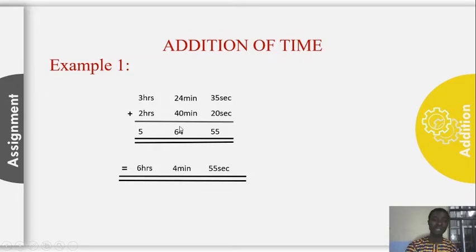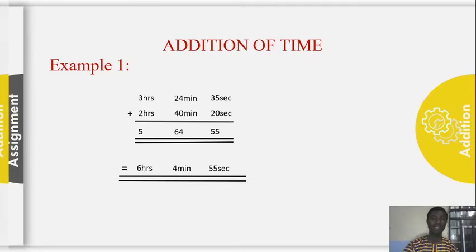Now, the 60 minutes you moved away from here is equal to 1 hour, right? So you move the 1 hour and add it up with 5 hours here. And that gives you 6 hours. That is why you have 6 hours written here. I hope it's understood. Good.